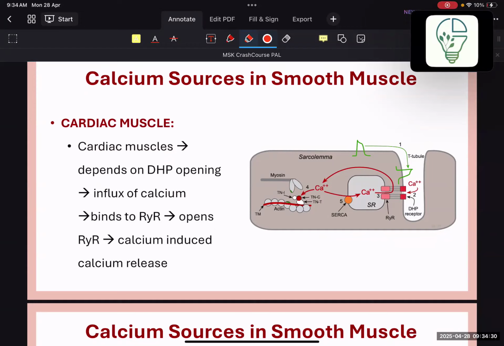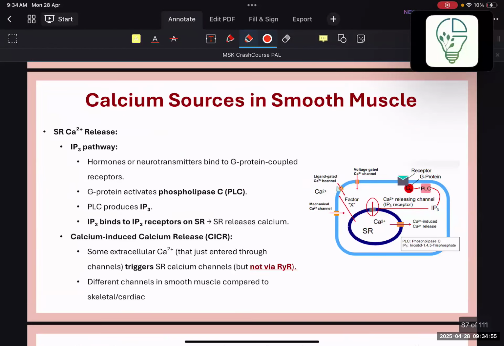You have the T-tubule formation because, just to jog your memory, cardiac cells and skeletal muscle cells have sarcomeres. They're striated muscles. Smooth muscles don't have that sarcomere formation, so they don't have that T-tubule organization and everything, okay? Cardiac muscles, it will go down the T-tubule, it will depolarize, trigger the DHP to open. Now you have calcium. The calcium will bind to the ryanodine receptor, calcium-induced calcium release.